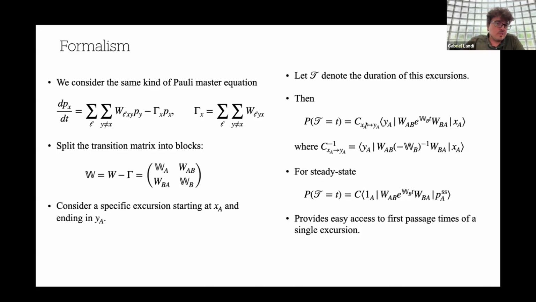In this formalism, we are assuming that you start in a specific state in A and you end in another specific state, but it is trivial to generalize this to steady state conditions. You just replace XA by the steady state and you replace YA by the state that has all ones like we had before, right? So this gives you access to the first passage times for a single excursion.